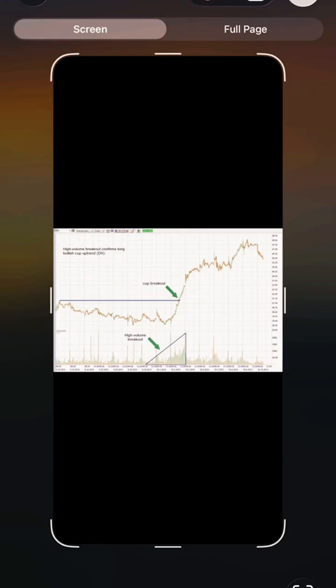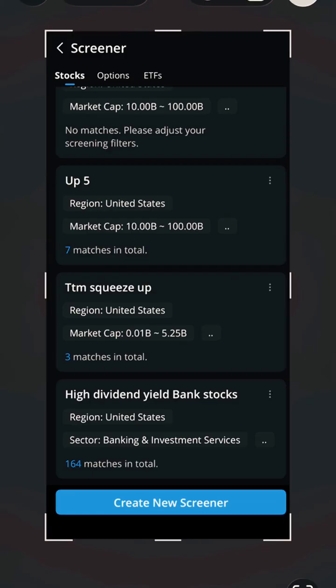Now the turnover rate. This measures how quickly shares trade. This is how to use a stock screener.